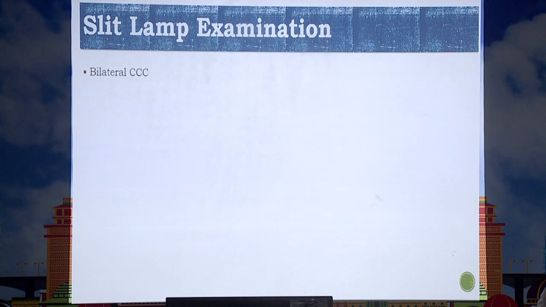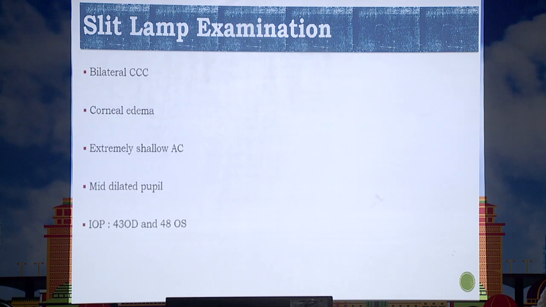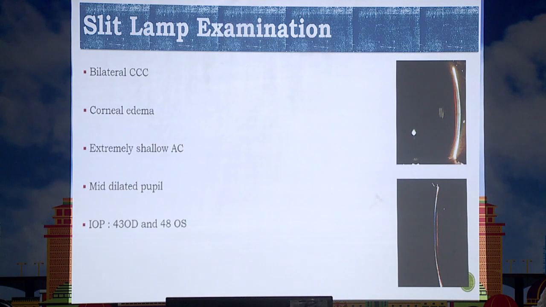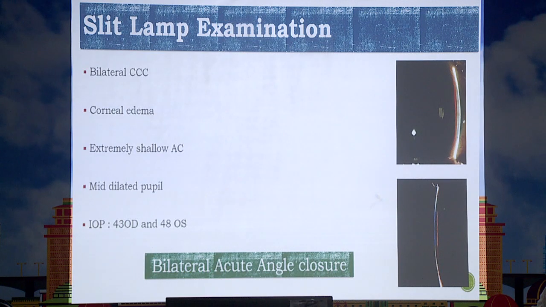Now, on slit lamp examination, we saw bilateral circumciliary congestion with corneal edema in both the eyes and an extremely shallow anterior chamber. IOPs were in the range of 43 and 48 millimeters of mercury with a mid-dilated pupil. So, seeing all these clinical features, it is a typical case of bilateral acute angle closure glaucoma. But it was a sudden onset in a girl who was a myope.